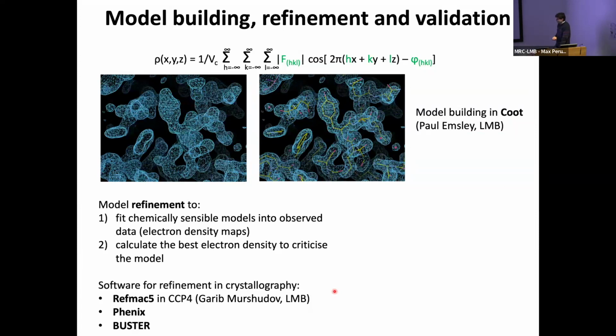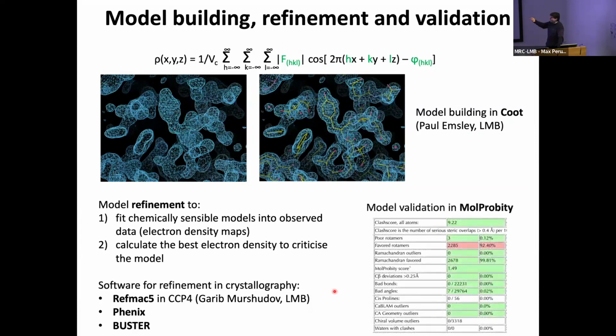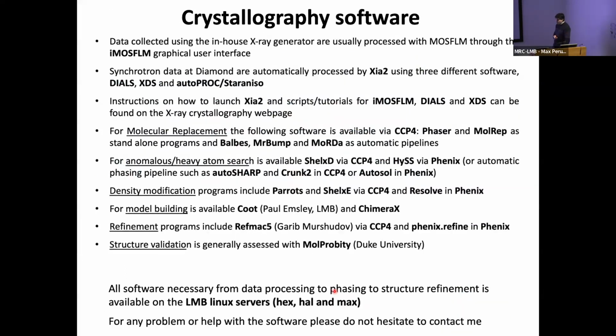There is different software to do that, like REFMAC, which was developed in the LMB. There are also Phenix and something called Buster. And once you have your model, you have to validate. You have to make sure that the angles and the lengths of your bonds all make sense with what we know chemically about amino acids. And to do what we have just shown you, we have plenty of software at the LMB to do all the steps. I will not go into this in detail.